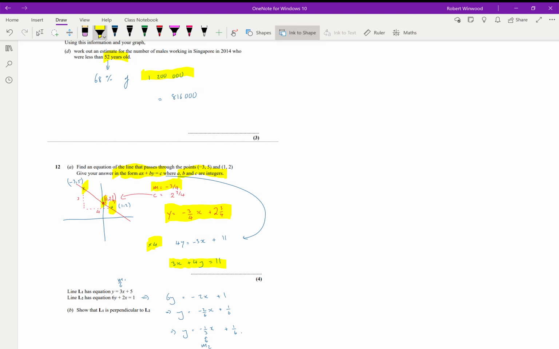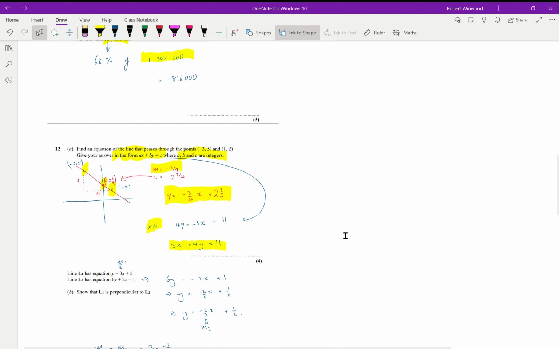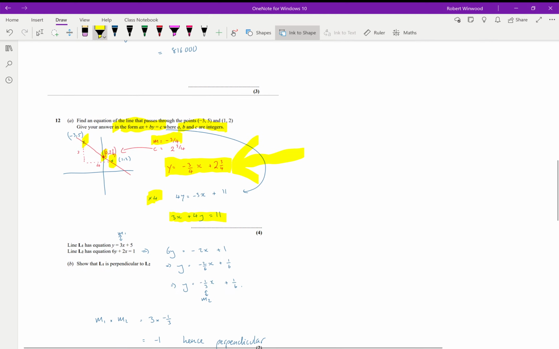Quite difficult, but you should be able to pick up some of the method marks, because finding the equation of a straight line between 2 points, getting this far, is quite a regular question, and you should be okay on that.